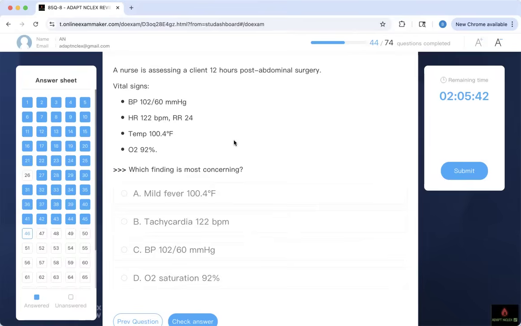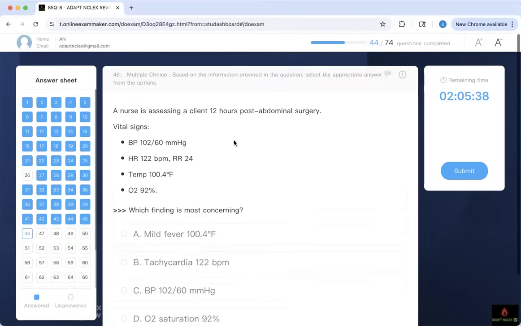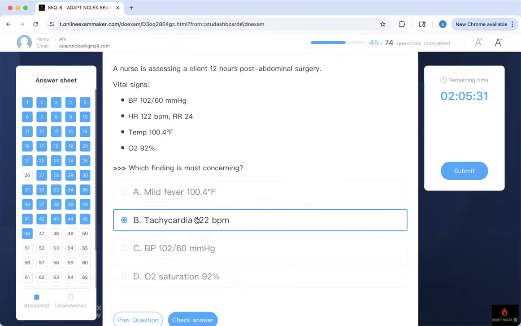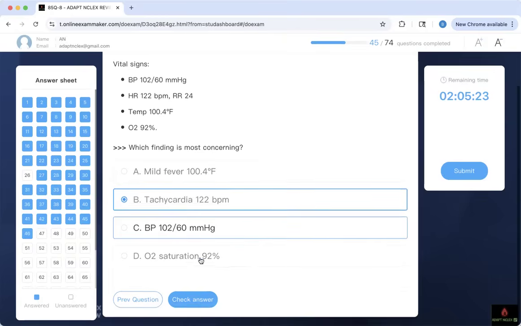I don't care about the saturation, 92. It's not dying. Which one do you think is dangerous? Patient post-surgery, put it all together. Tachycardia here, signs of shock. The patient is telling you, I'm not doing well. Blood pressure is soft, but it's okay.